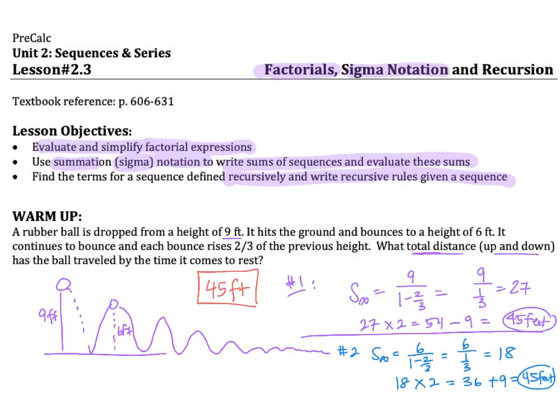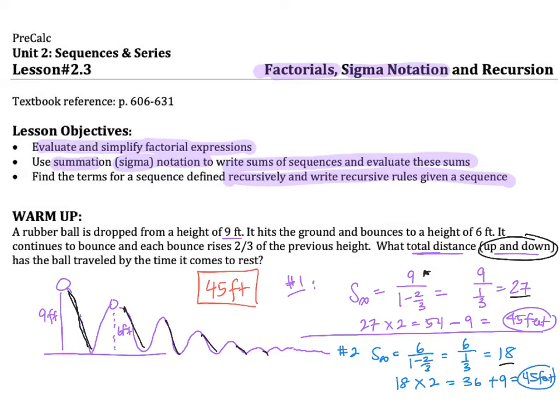All right, did you get the answer of 45 feet? If not, you might have gotten 27, you might have gotten 18, but you would be incorrect. So keywords here, we need to find the total distance that it traveled both upward and downward. So if you start with the number 9, you have 9 as your first term, divided by 1 minus 2/3, you get 27. But that would only be one direction.